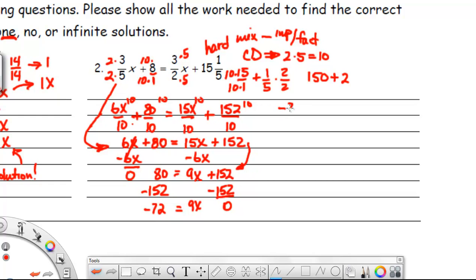So now for my final step, I have negative 72 equals 9x. I want to get 9x to go to 1x. So what do I do? I divide it by 9. See there, 9 over 9 is 1, so I get the 1x. Divide it by 9. 9 into a negative 72 is a negative 8 equals x, or 1x. So it looks like I have a statement that says I have one solution.